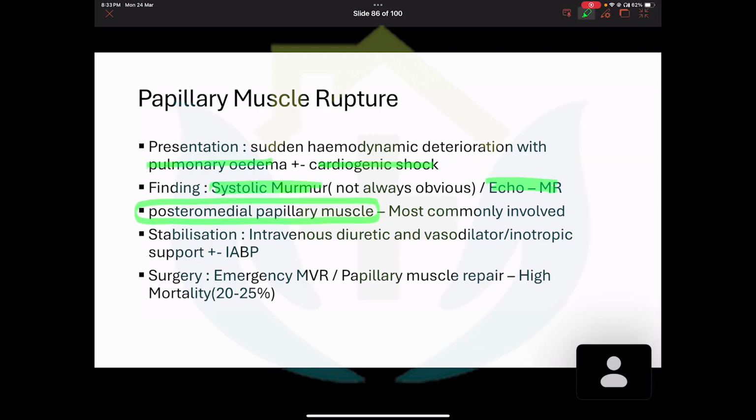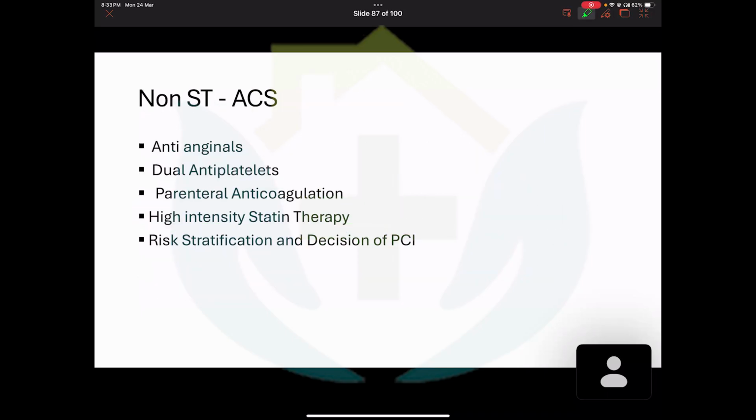So not very useful. But with a not very obvious systolic murmur, papillary muscle rupture can be one of the causes. You just have to rule the other things out. That will be enough. Coming to non-STEMI, NSTEMI.